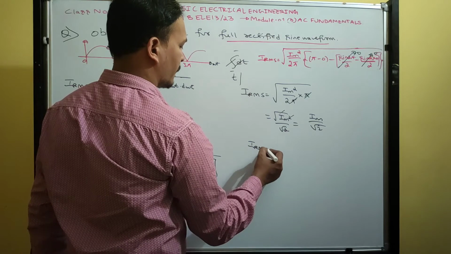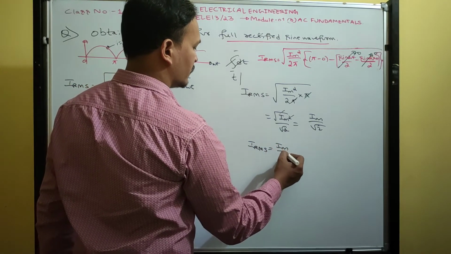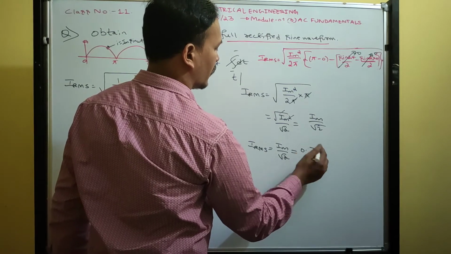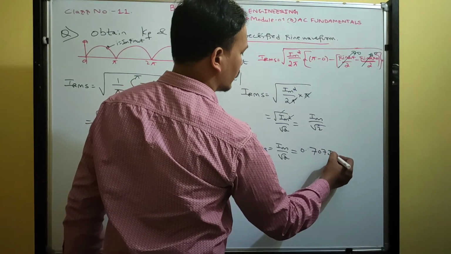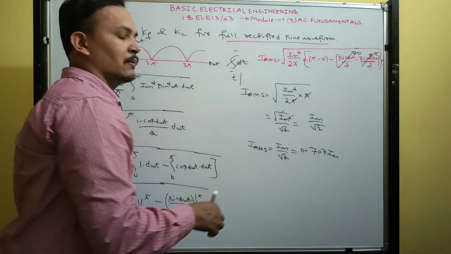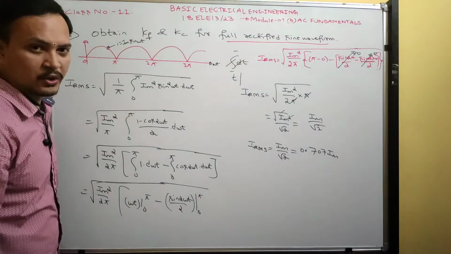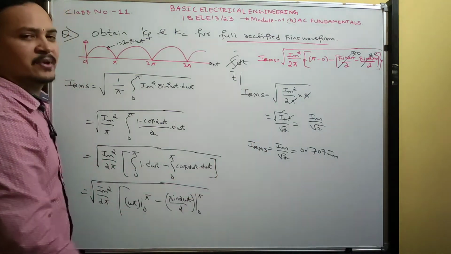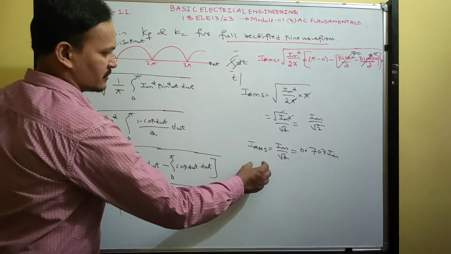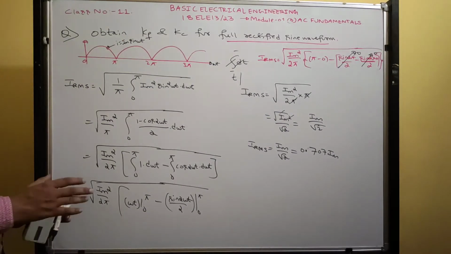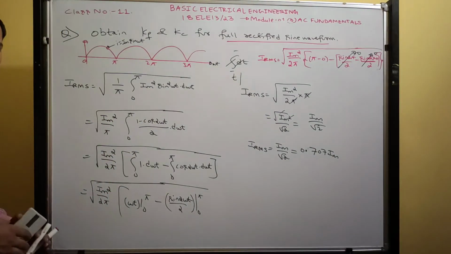So finally, what is IRMS? Im by root 2. What is the numerical value? 0.707 times Im. See, for the full rectified sine waveform also, we got the same RMS value. RMS value is 0.707 times Im. Okay, pause the video and then copy down.